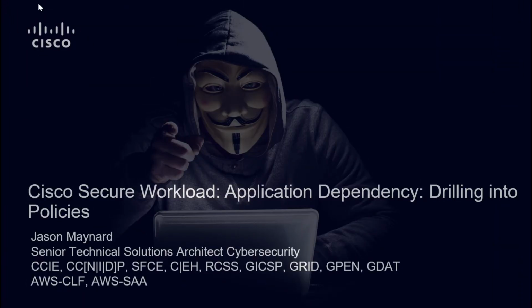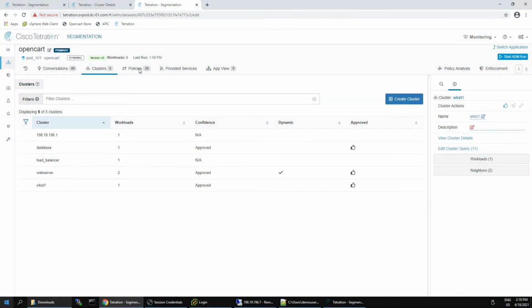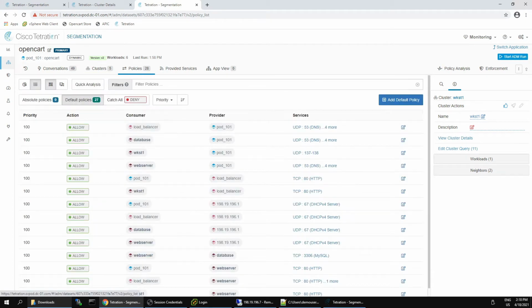Cisco Secure Workload, application dependency, drilling into policies. So we start moving towards segmentation. We're already in our workspace. We've run application dependency mapping. This is what it's dynamically discovered.